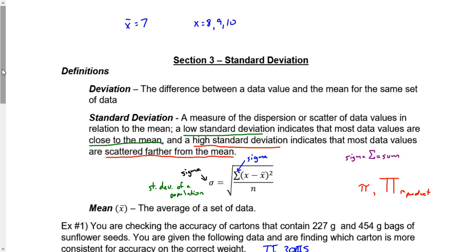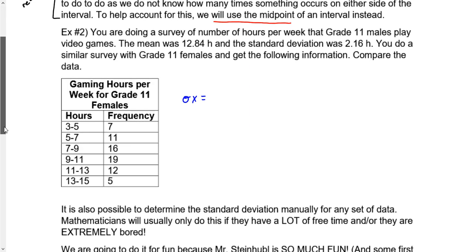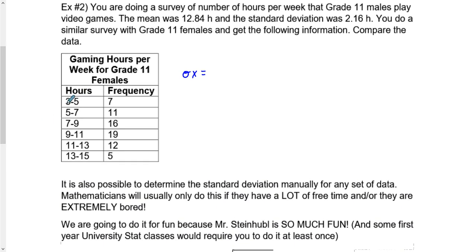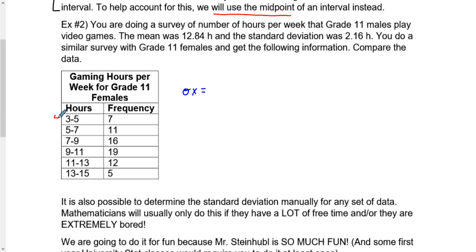Let's go back and see what our steps are. Clear off our data. Press second, data. Make sure that we're having our one variable data. Press enter, press data. Now I can go over here. Because it's uncertain of whether some students had said 3 hours or 4.5 hours, we're going to have to use the midpoint of that data. So the midpoint of 3 to 5 is 4.